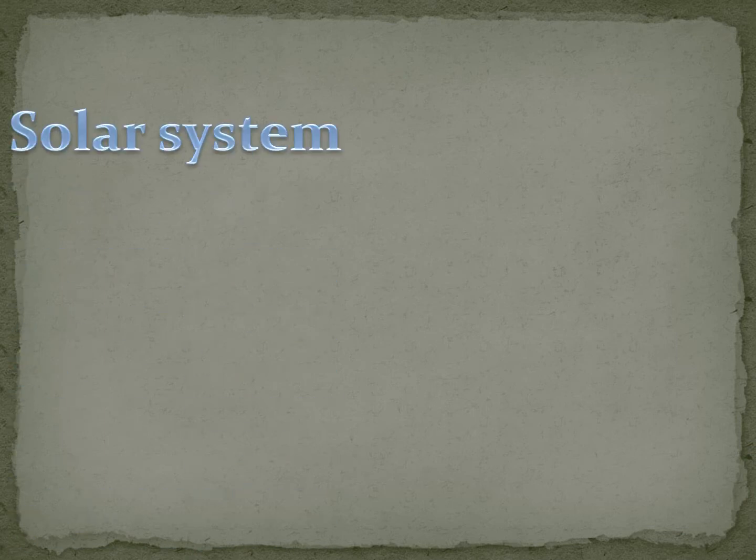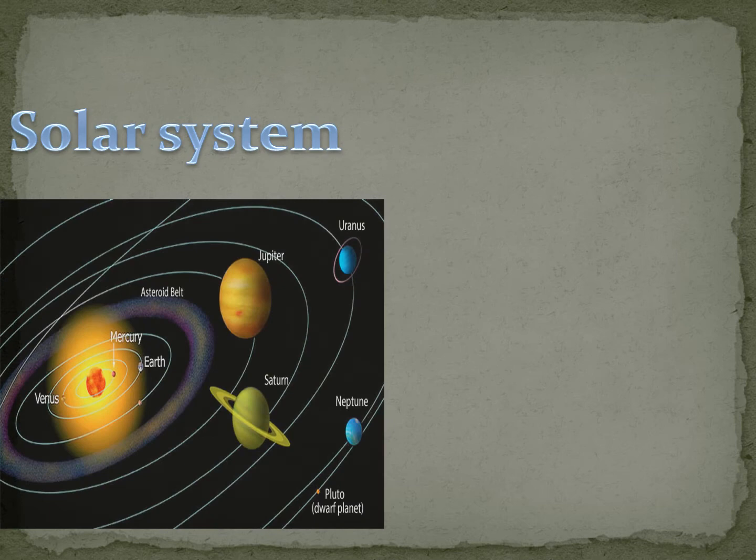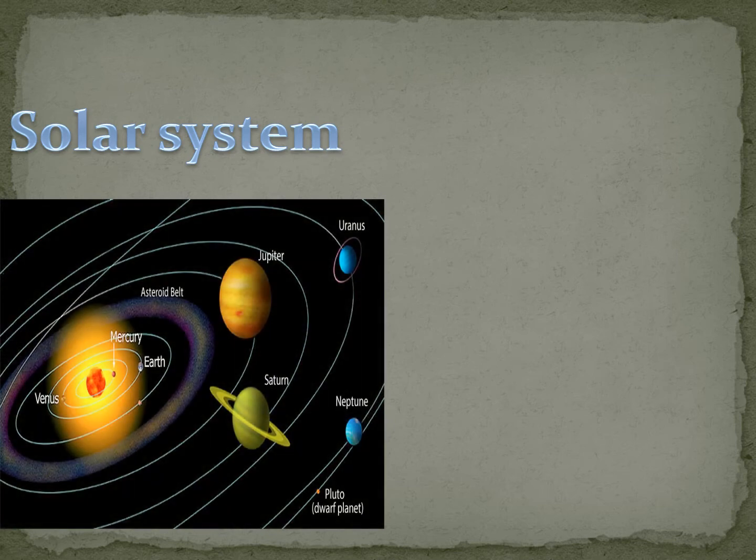Solar system. Solar system is a noun which means the sun, objects, and planets that go and orbit around it. Can you see it in the picture? The sun is in the middle and other planets move around it in the solar system.